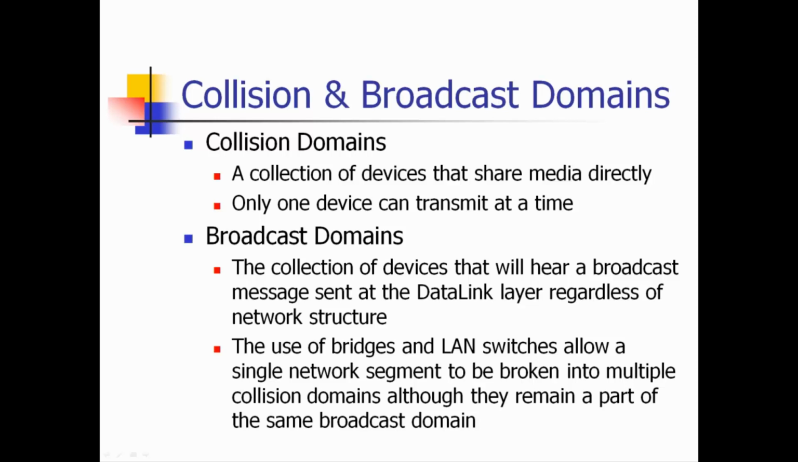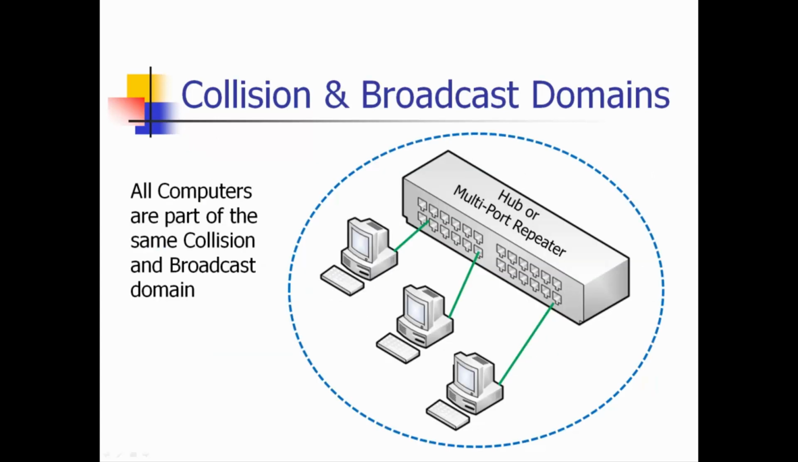The use of bridges and LAN switches, as opposed to hubs, as I mentioned earlier, allows a single network segment to be broken into multiple collision domains. They still remain part of the broadcast domain, but they don't have to wait individually to transmit. Here's a graphical example of that.